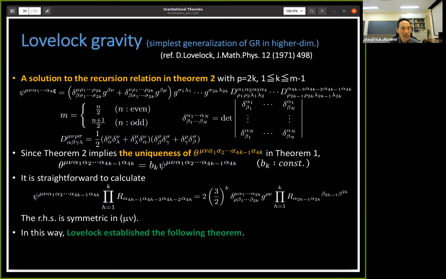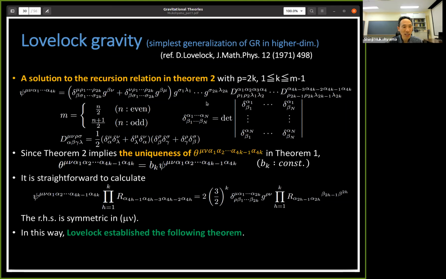Again, psi is written in terms of the metric only, without derivatives. And delta, this is the so-called generalized delta, is written this way: the determinant of some matrix made of Kronecker deltas. And M is the same as before. And this large D is given by this. So this is just a Kronecker delta.